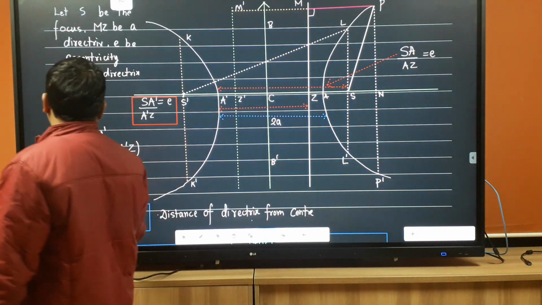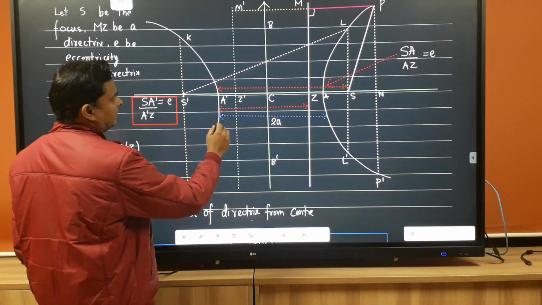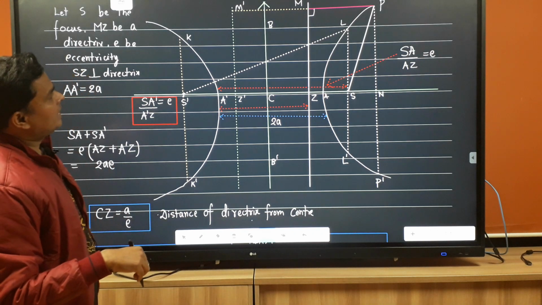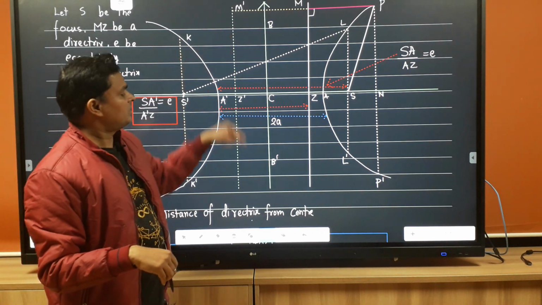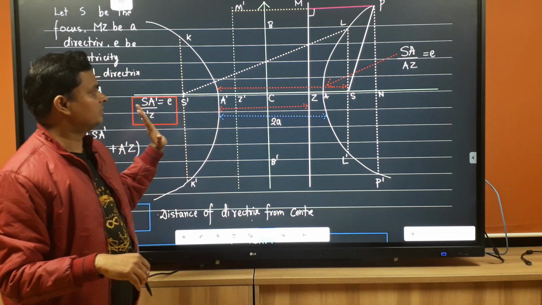Now there are a few points written here, like A A dash is equal to twice of A, right? And see, B and B dash points are lying on this y axis, but they don't lie on the curve. This point should be well understood.